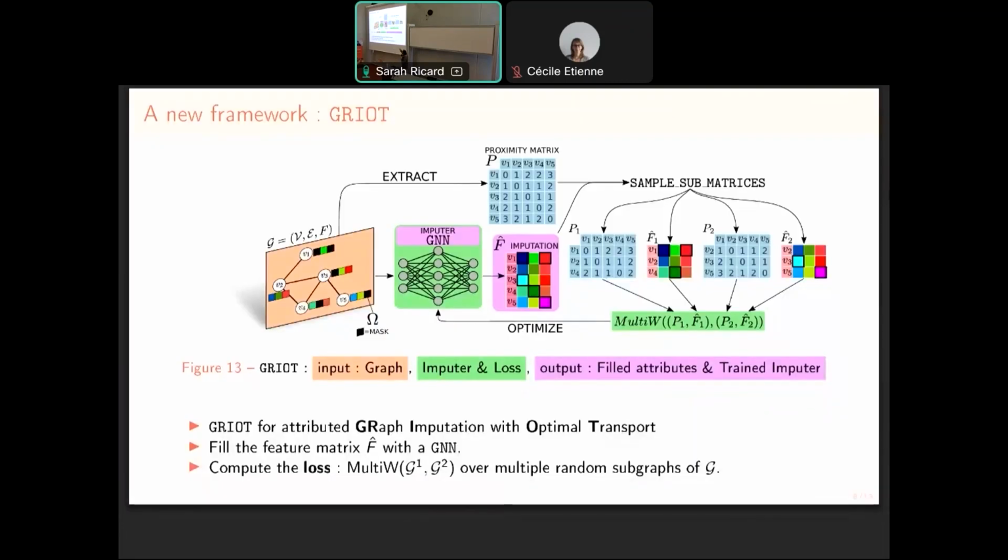optimize it using multi-Wasserstein. So what we do is to get the proximity matrix, we get the feature matrix, we sample sub-matrices, so sub-graphs. It's basically the same. And then we put the subgraphs P1, F1, and P2, F2 in multi-Wasserstein to get the loss, and we use that to optimize the graph neural network.